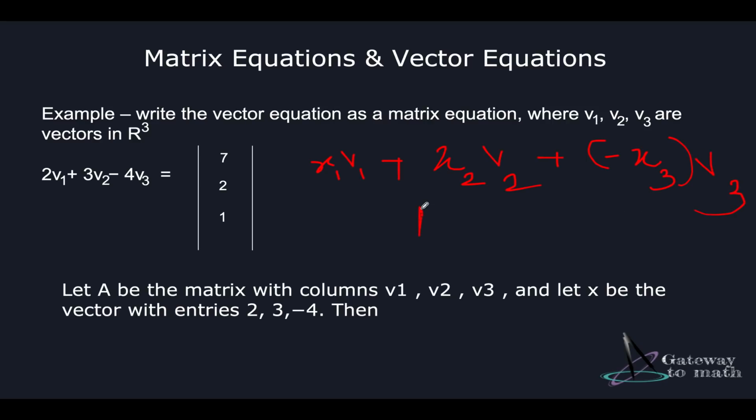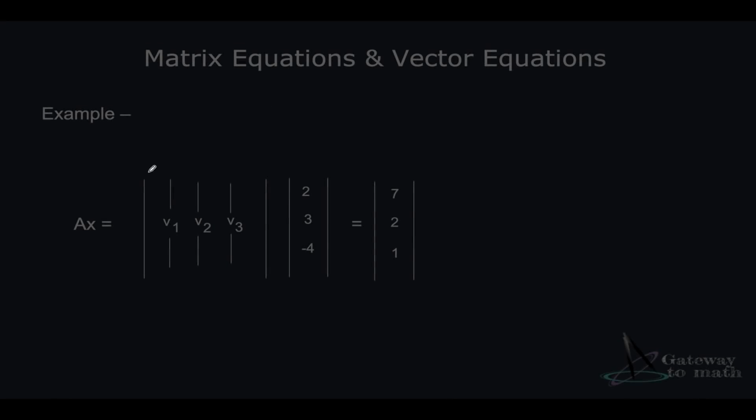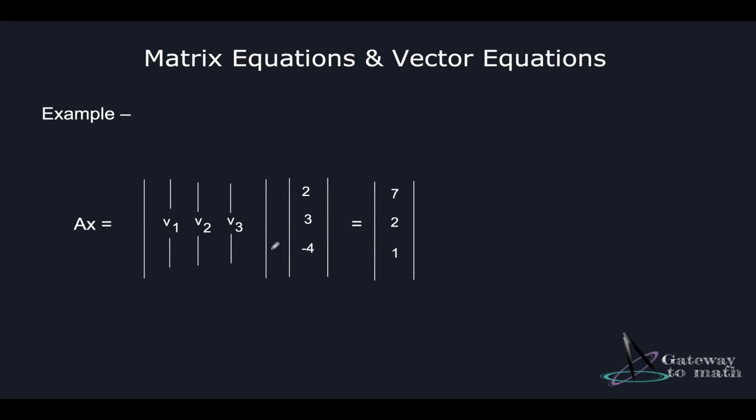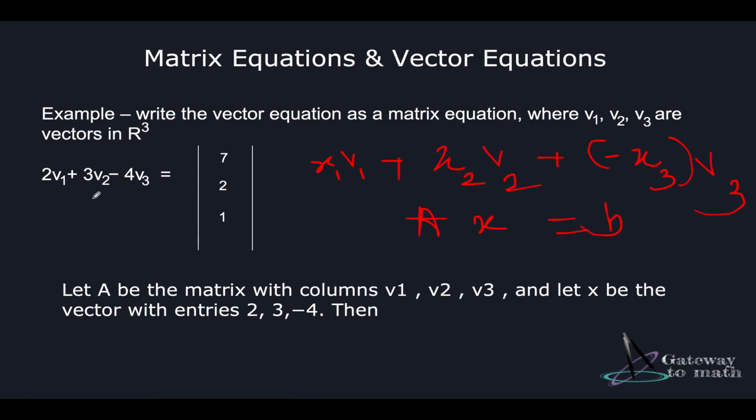Now we need to represent this in the form of Ax equals b. We already saw that A is a matrix holding all the vector values, correct? So v1, v2, v3 are the vectors here, and the x entries are 2, 3 and minus 4. So the representation in this case becomes Ax equals v1, v2, v3 spanning across the columns, which we already saw in the previous slide, and then 2, 3, minus 4 become the x entries, and this equals 7, 2 and 1. So this is how you convert a linear equation into matrix representation.